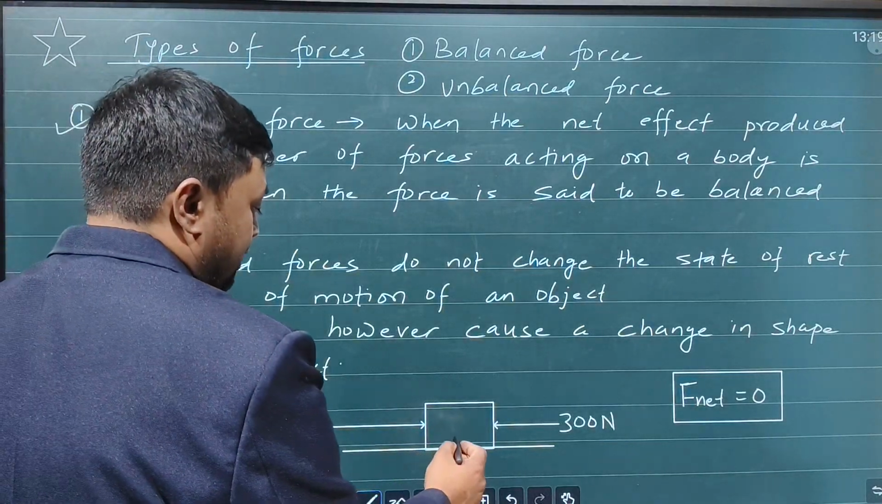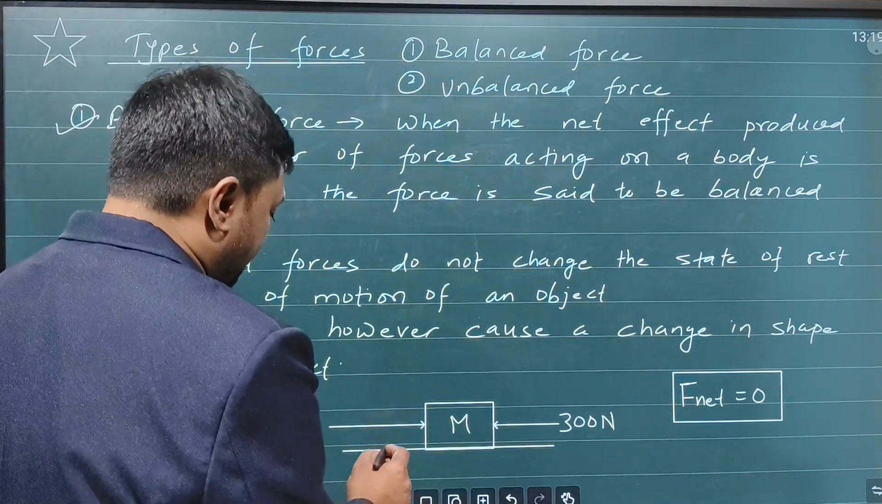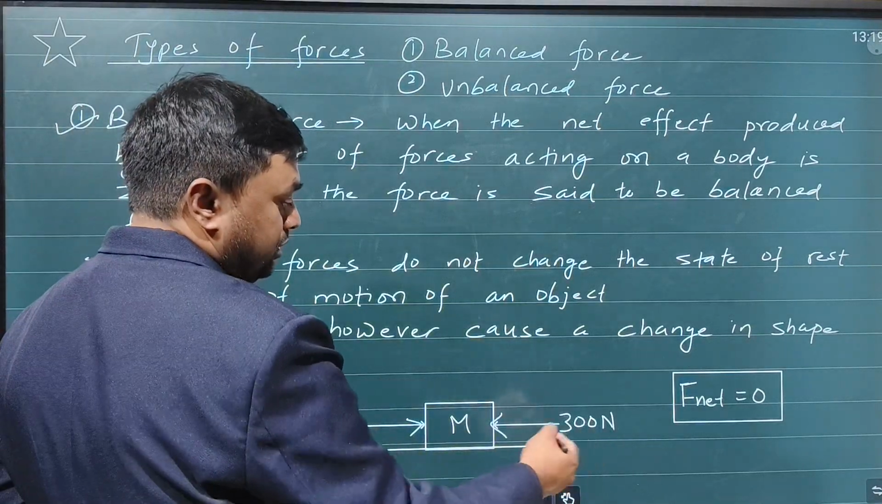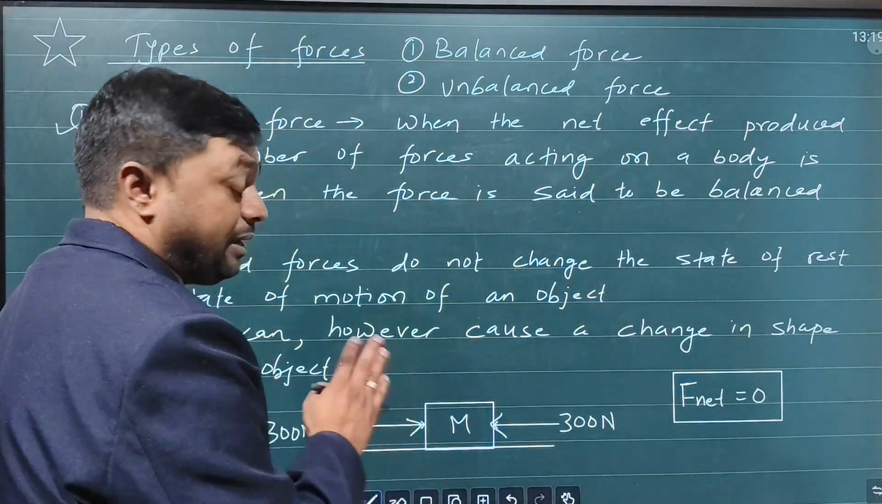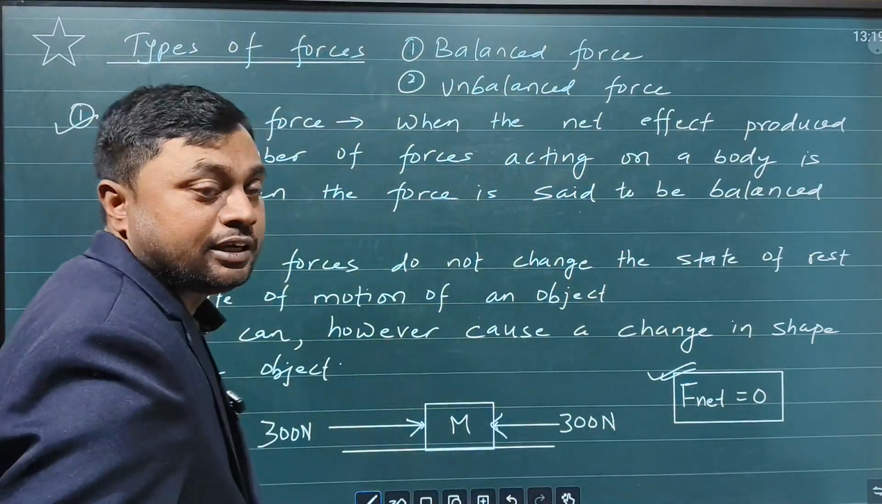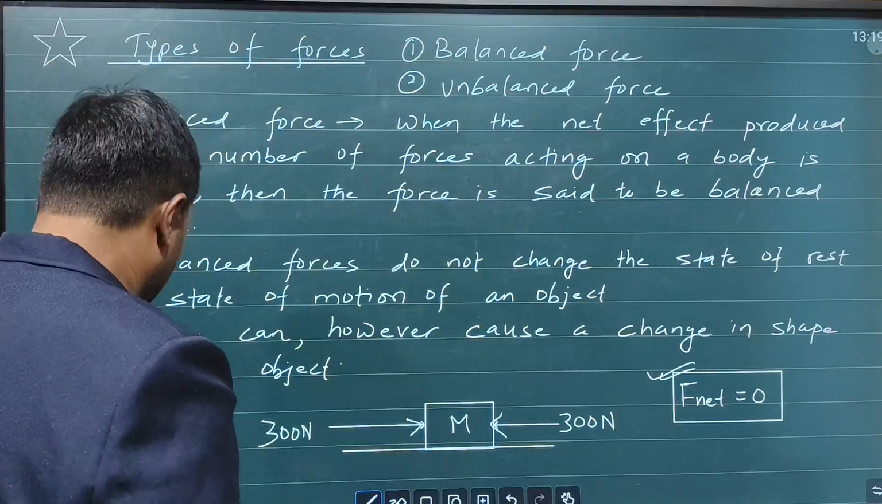Suppose there is an object of mass m and we are applying 300 Newton in this direction and 300 Newton in this direction. It is at rest, so it will remain at rest only. So F net is what? 0. So this is balanced force.